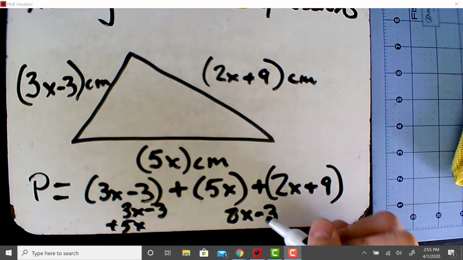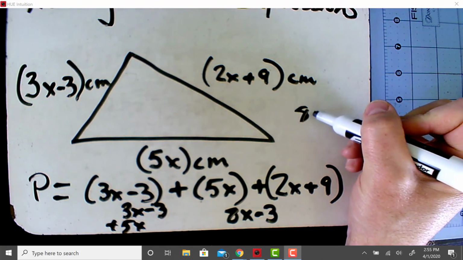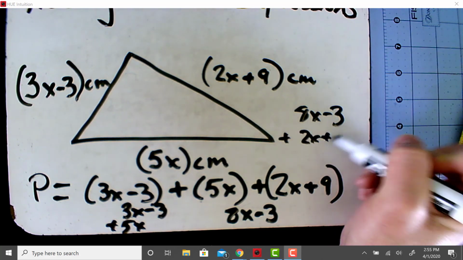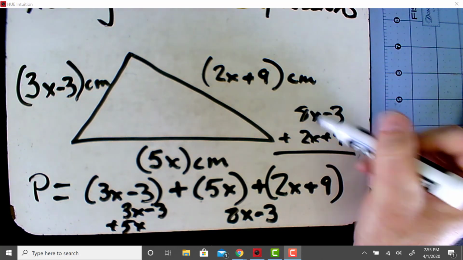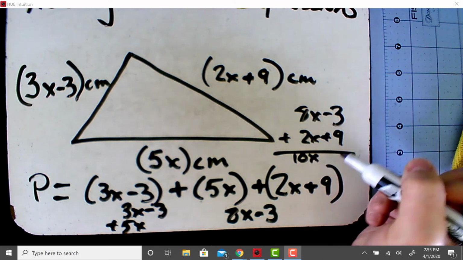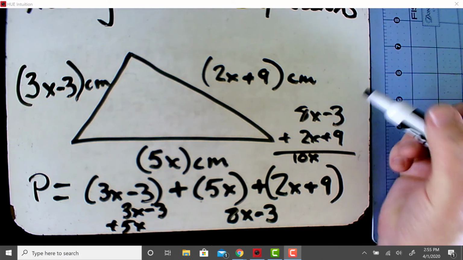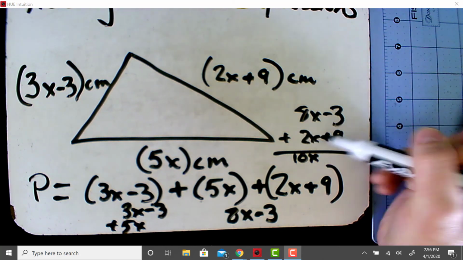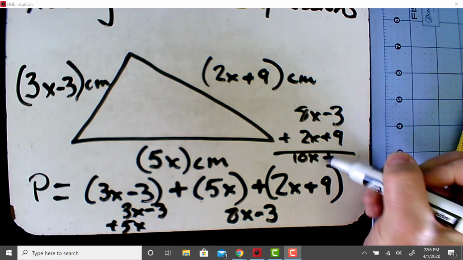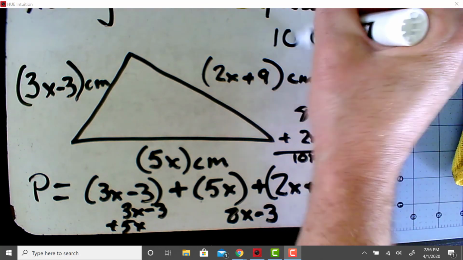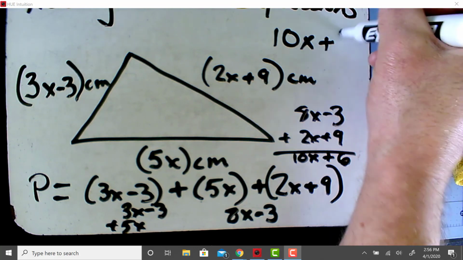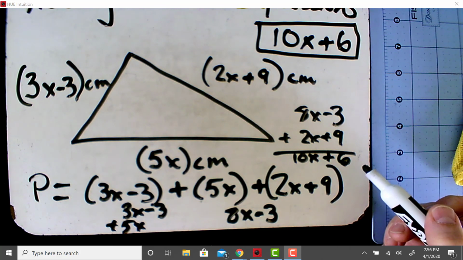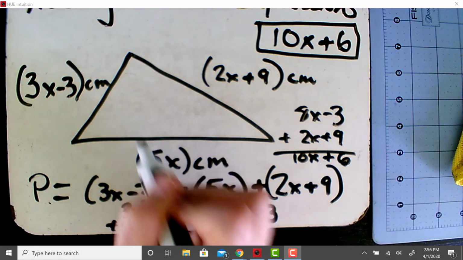Now I'm going to add this 8x minus 3, and I'm going to write it up here so I have some room. 8x minus 3, and I'm going to add that to the 2x plus 9. I've got 8x plus 2x gets me 10x, and I've got, remember this minus sign, I'll treat it like a negative, I've got negative 3 plus positive 9. So negative 3 plus positive 9, that's going to get me positive 6. And so my final answer is going to be 10x plus 6. And this is a simplified expression that can represent the perimeter of my triangle.